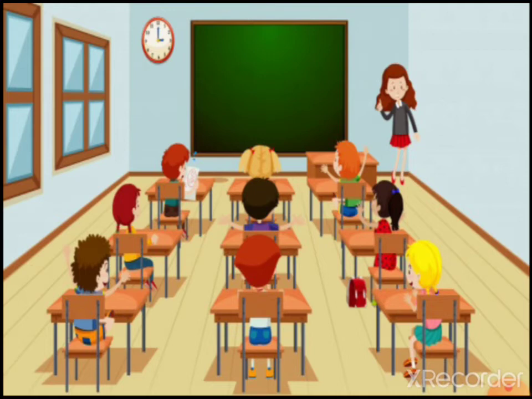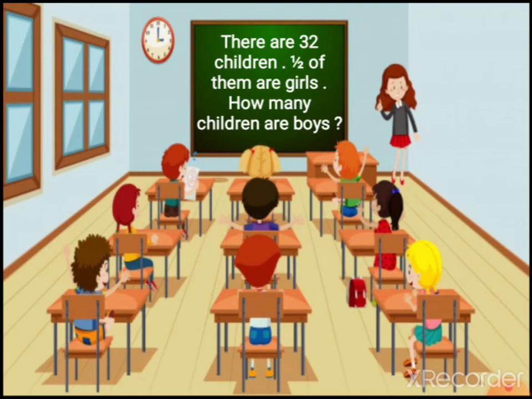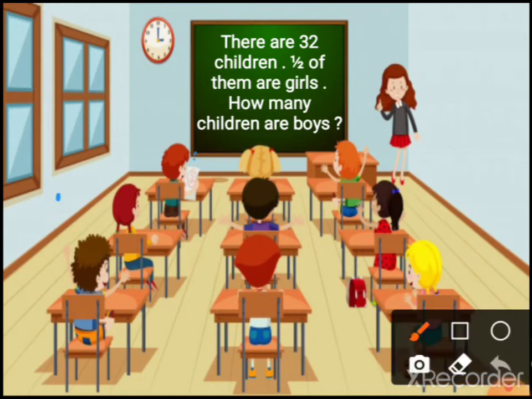Now welcome to the class. Are you remembering your previous class of 3rd standard? You are sitting like this and enjoying the class. There are 32 children, half of them are girls. How many children are boys? Again here we have to do half, means 32 will be divided by 2.